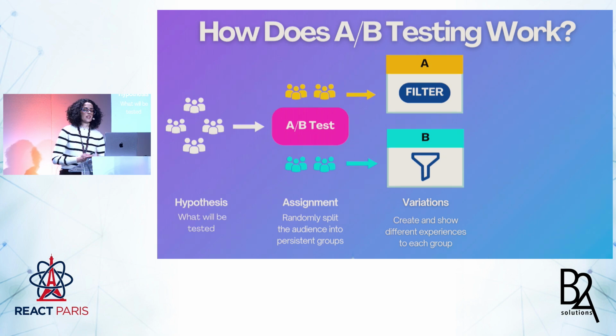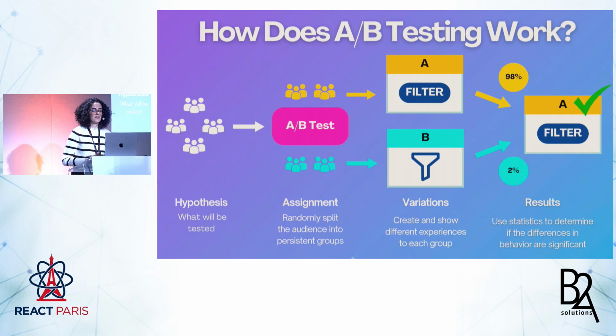The third step for creating an A/B test is the variation, and we create and show different experiences to each group. This is an example which we at Clip My Horse did, and I will talk about it in a minute.